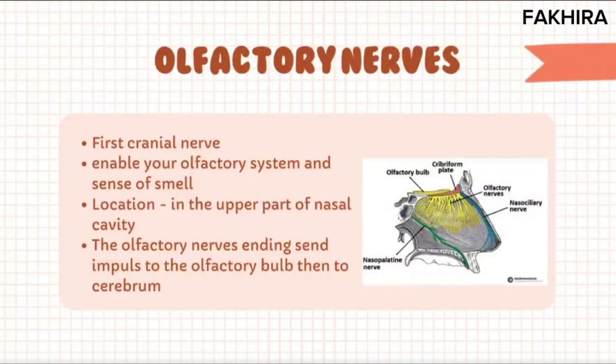Okay, so I will talk about the olfactory nerve. The olfactory nerve is the first cranial nerve that enables your olfactory system and sense of smell. The location of the olfactory nerve is in the upper part of the nasal cavity. The olfactory nerve endings send impulses to the olfactory bulb, then to the cerebrum.